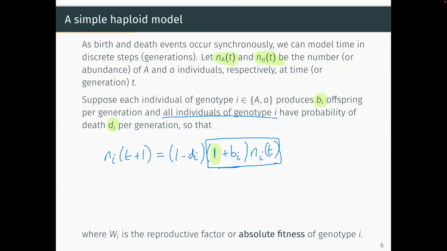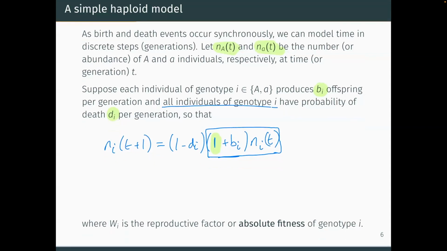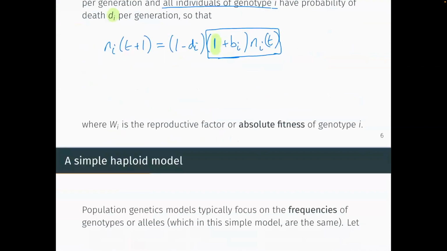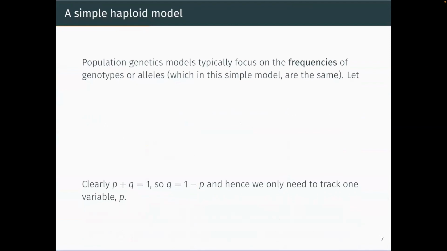That often is not the case, but for the sake of simplicity and starting off, that's what we're assuming here. Okay, so this is all in terms of numbers or abundance of individuals. Typically, a lot of population genetics models focus on the frequencies or proportions of alleles and genotypes in a population. So we can very easily convert our model that we've got above.